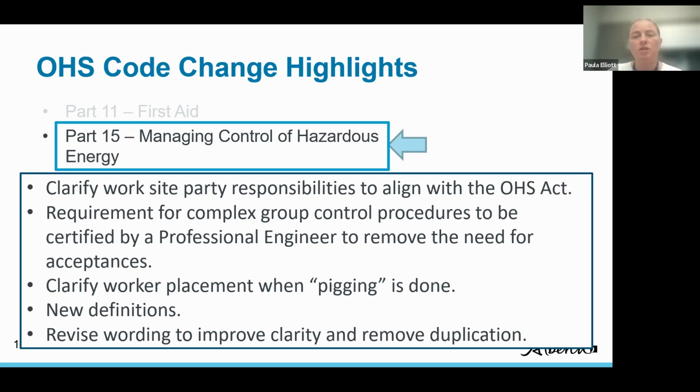There was a clarification on the placement of workers when they're pigging, to make sure they're safely positioned so as not to be hit by the pig. We had some new definitions that went with it, but just for your information, pigging is a highly hazardous activity that happens in the oil and gas industry. Finally, other changes to Part 15 involved administrative changes to streamline wording, improve clarity, and remove duplication.